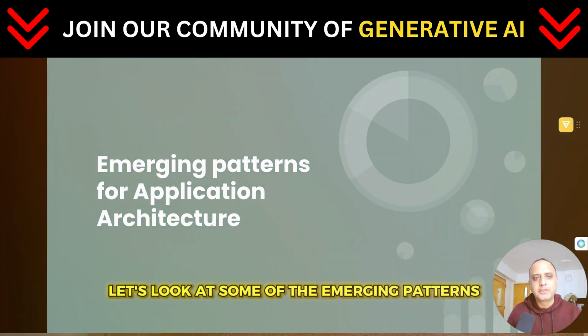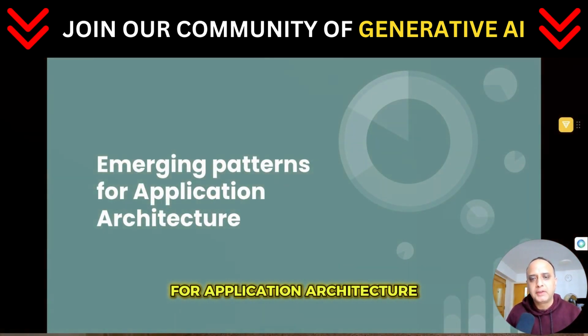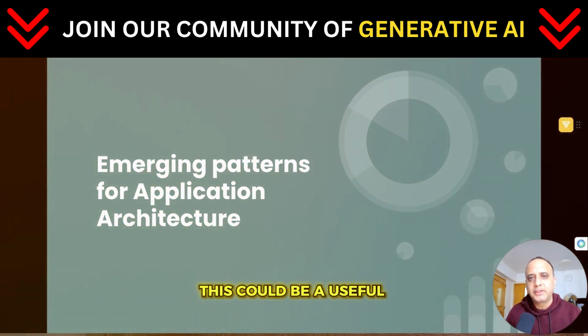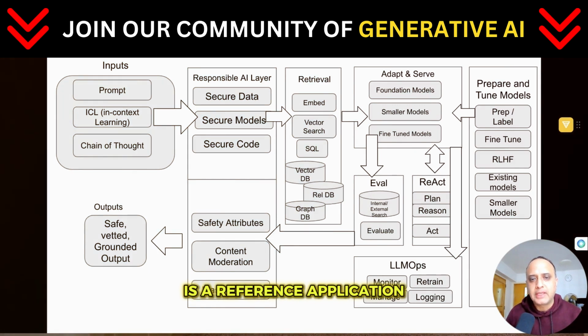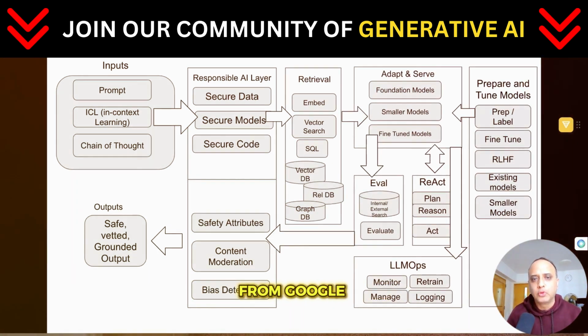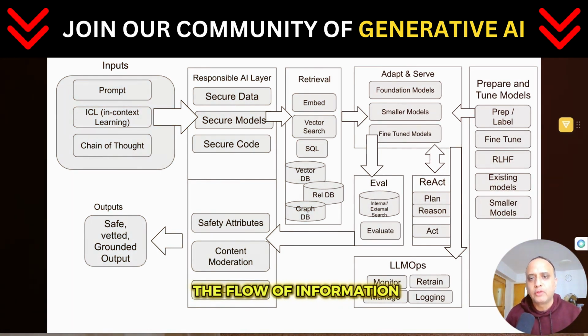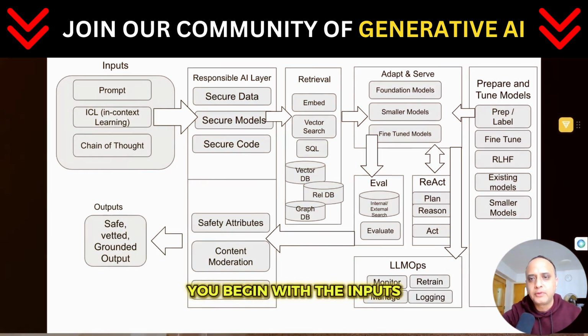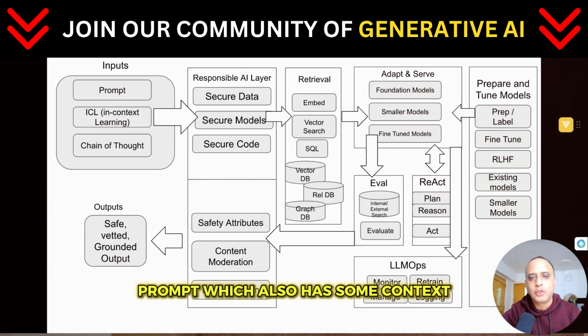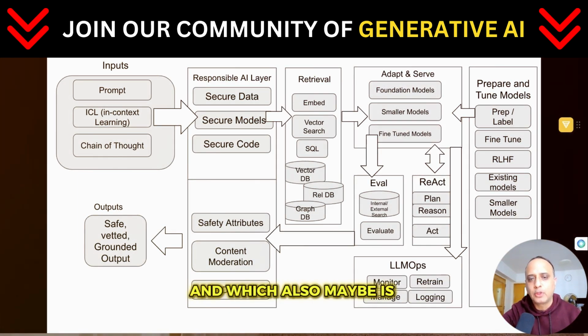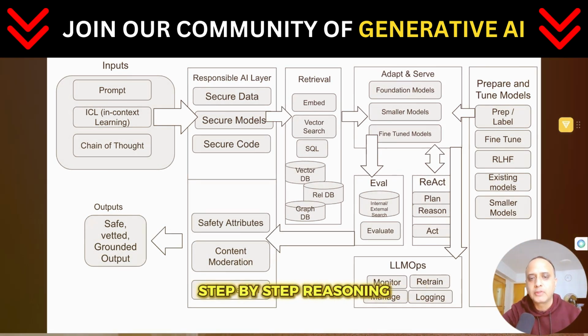Let's look at some of the emerging patterns for application architecture. And I thought this could be a useful addition to the CTO community. So in here is a reference application architecture diagram from Google, and it essentially shows the flow of information. Beginning from the left-hand side, you begin with the inputs, a prompt, which also has some context, and which also maybe is requesting a chain of thought, step-by-step reasoning.